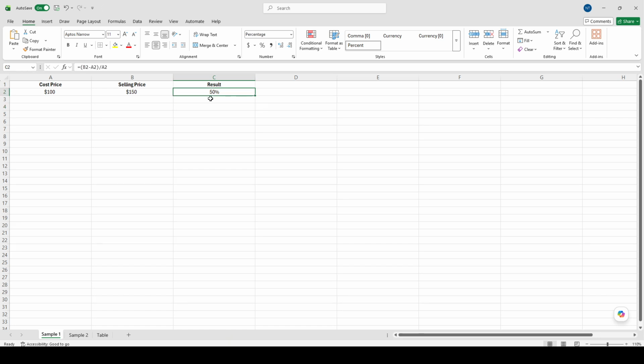A positive percentage means you made a profit because the revenue was higher than the cost. A negative percentage means you took a loss because the cost was higher than the revenue. This makes it very easy to evaluate the performance of a product at a glance. That covers everything you need to know.